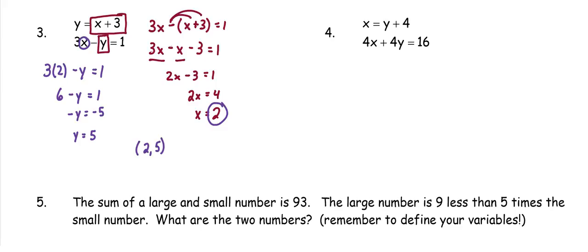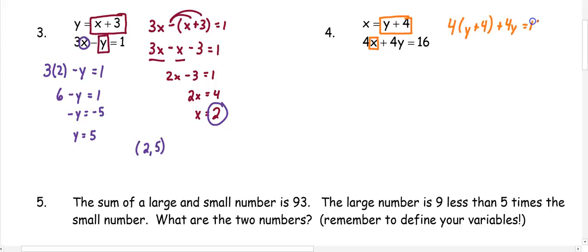Number 4, we have x equals y plus 4 and 4x plus 4y equals 16. So we're going to take what x is equal to, and we're going to box x in the other equation. So when I substitute, I get 4 times (y plus 4) plus 4y equals 16.